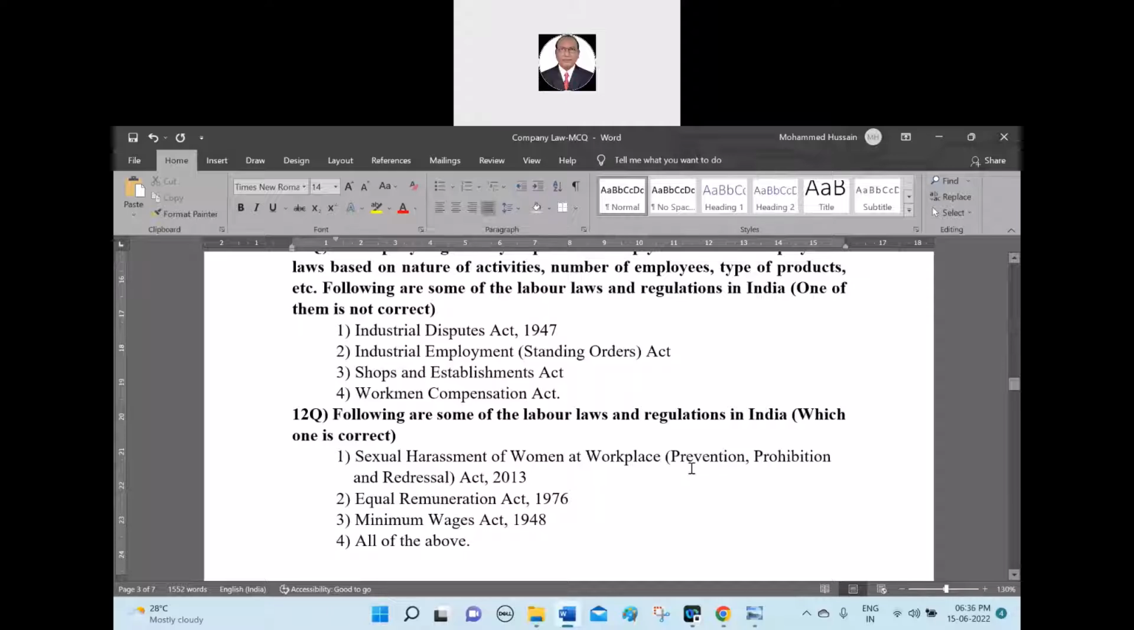Following are some of the labor laws and regulations in India. Which one is correct? Number one, Sexual Harassment of Women at Workplace (Prevention, Prohibition and Redressal) Act of 2013. Number two, Equal Remuneration Act 1976. Number three, Minimum Wages Act 1948. Number four, all of the above.